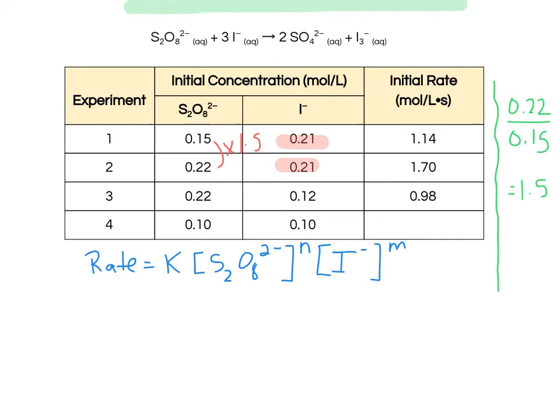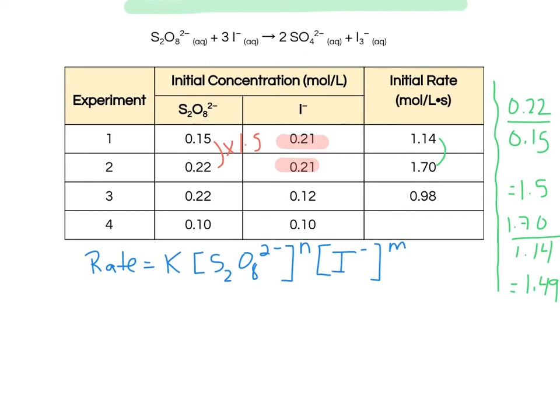Now I'm going to do the same thing with my rate. Again, these numbers are not super pretty, but I'm going to divide the smaller into the larger and see what that changes. And remember, I need to go in the same direction for both of those. So 1.70 divided by 1.14. Okay, so 1.70 divided by 1.14. I'm getting 1.49.